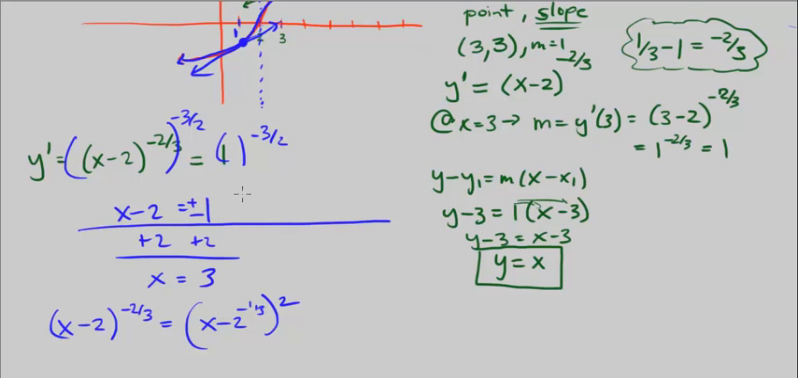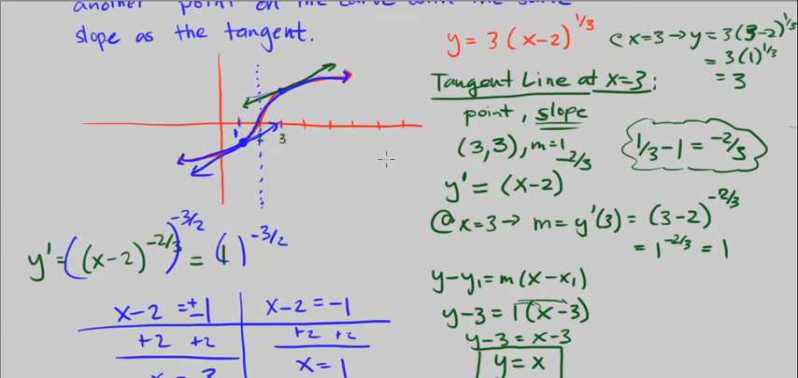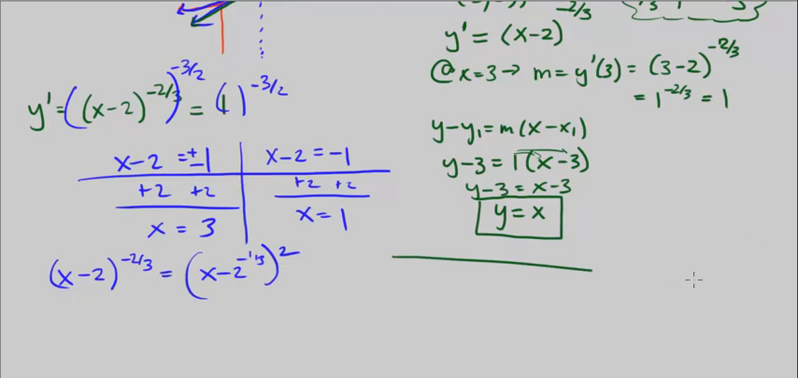Then this is going to break into two things, one being x is 3 and one being x minus 2 is equal to negative 1, right? When we add 2 to both sides, we get x is equal to 1. All right, so there's where we see this is true. Our tangent line at x is equal to 1 is also going to be y is equal to x, right? So you can go ahead and check that.